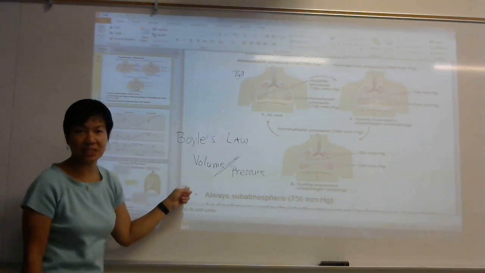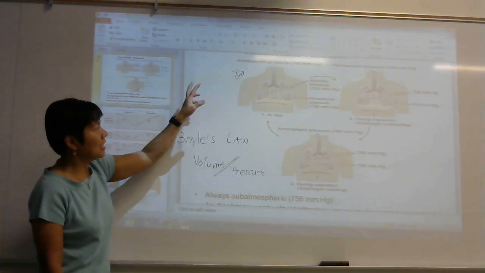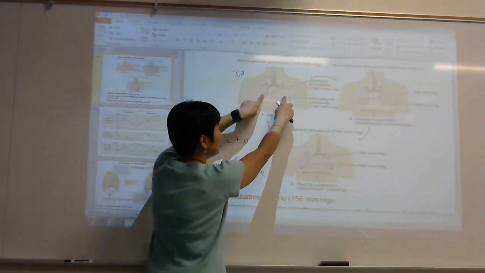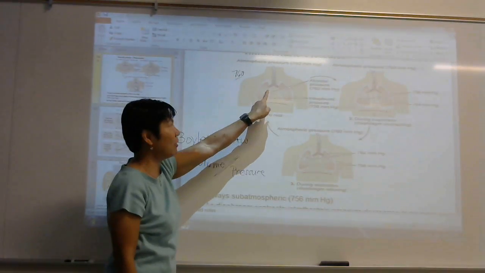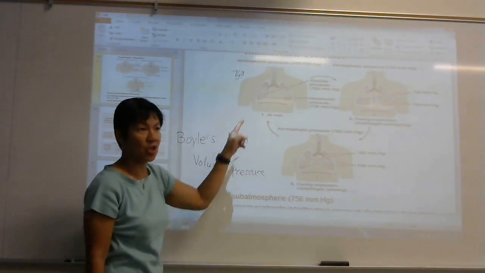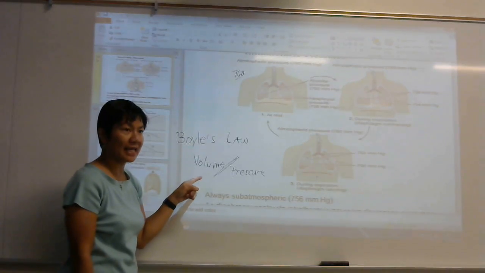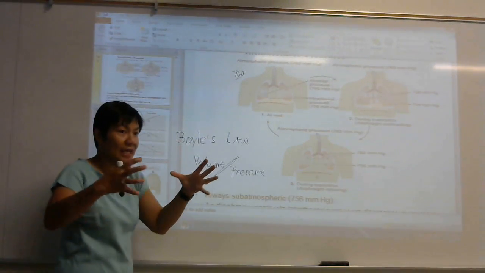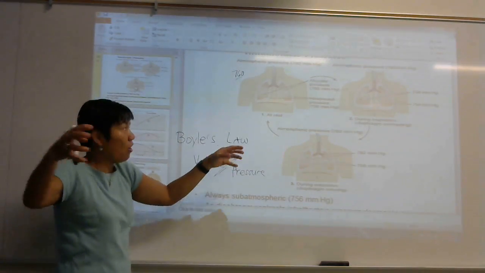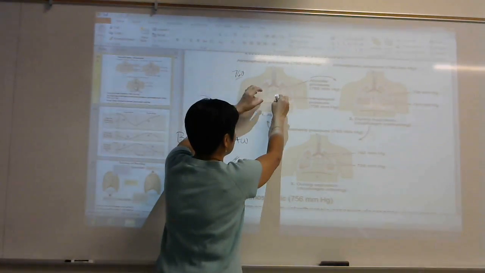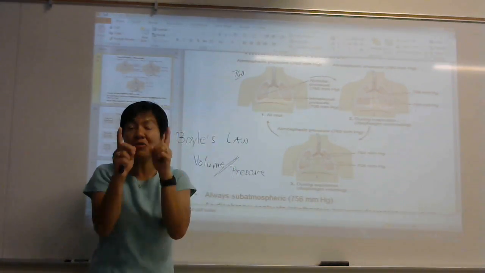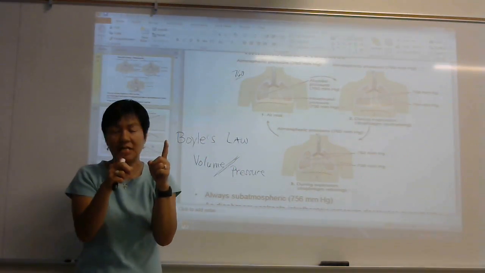Then I look at Boyle's law. How can I change the pressure? If we start with equal pressure, how can I make the pressure here lower? I can do that by increasing the volume. Very good. If I increase the volume, the air molecules spread out and the pressure will go down. How do you increase the volume?